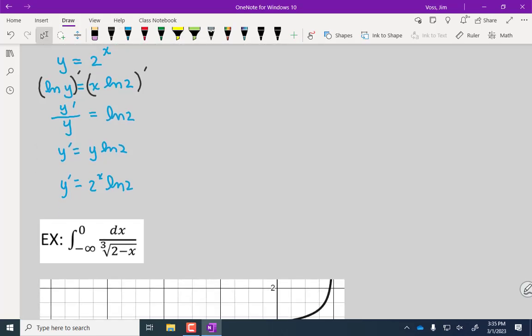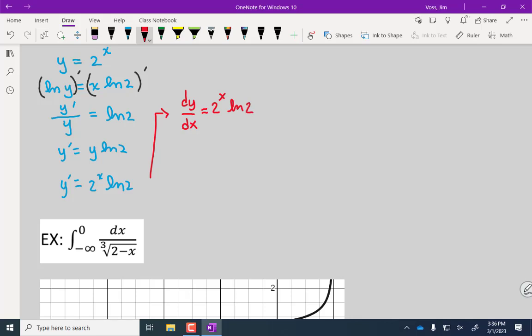And if you want to integrate both sides here, this would be doing a little differential equations. You have no fear. I'm afraid. I'm scared. Don't be afraid.